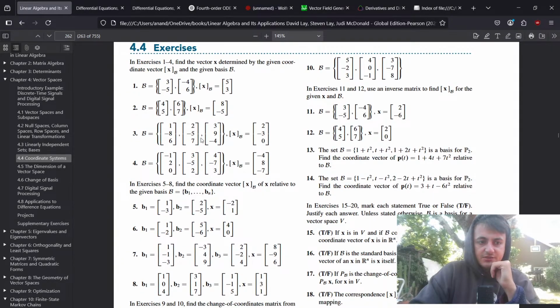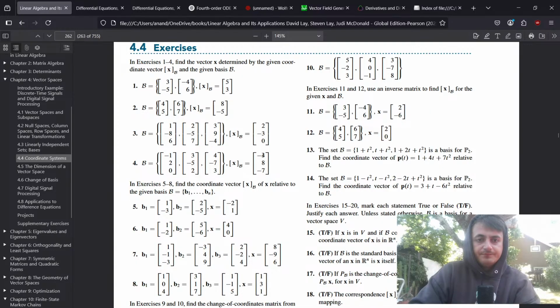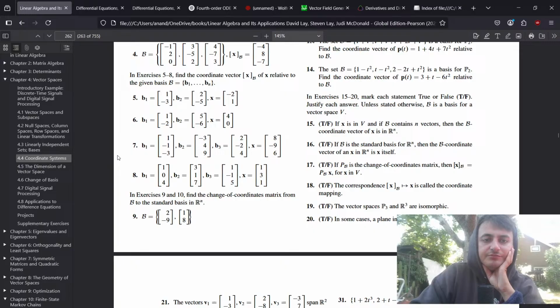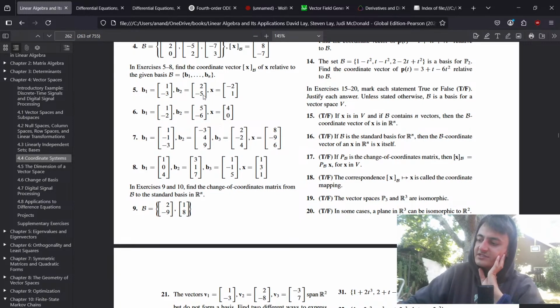Because I remember these two sections I struggled a lot with. Okay. So in exercises 1 to 4, find the vector x determined by the given coordinate vector xb. Okay, so this one's easy, because it's literally just matrix vector multiplication. So we're not going to do any of those. In exercises 5 through 8, find the coordinate vector xb of x relative to the given basis. Okay, so then this is going to be just backslashes. So maybe we'll do just like 5 and 7. Like, why not?